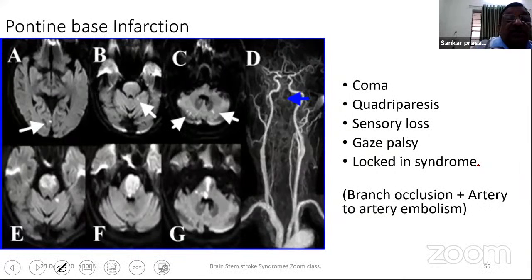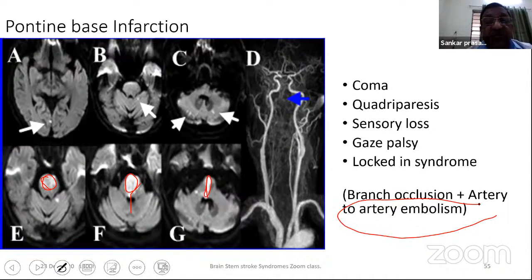Now you see the pons area on the, this is the midbrain. You have various lesions in the pons. So this is another pontine infarction, midline pons, and so coma, because the reticular activating system is involved, quadriparesis, sensory loss, gaze palsy, locked-in syndrome. So there may be artery to artery embolism or there may be branch occlusion in these cases. And as I said, this is the circulation that is supplying the anterior circulation and posterior circulation. The basilar artery usually supplies the pontine area with short circumferential and long circumferential branches from the basilar artery.